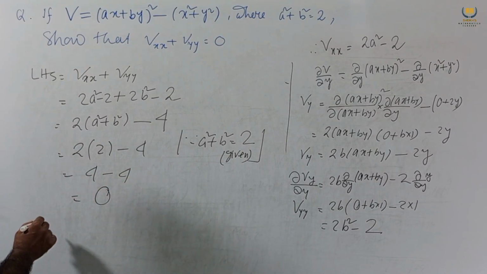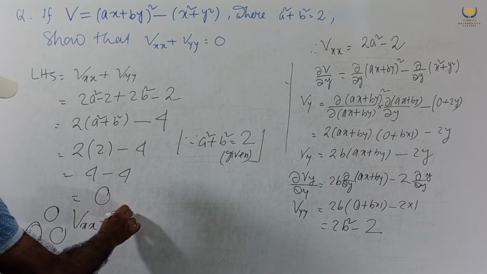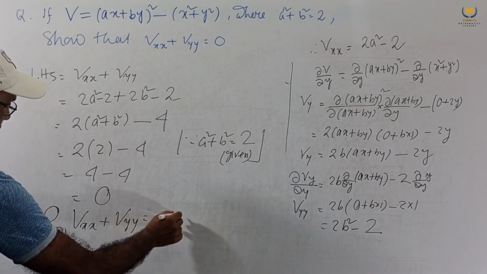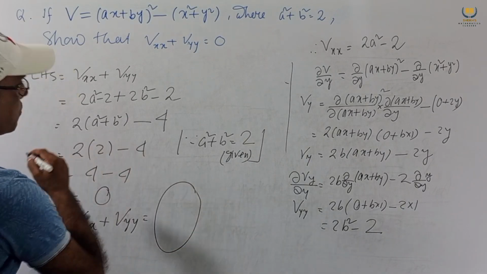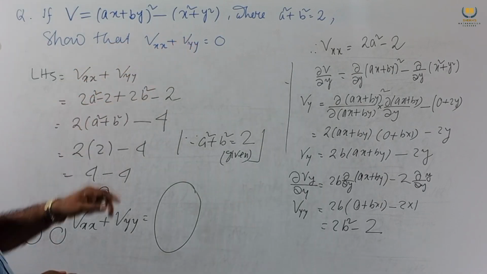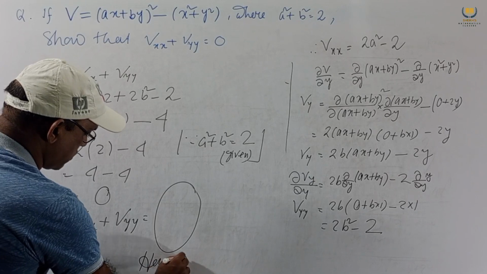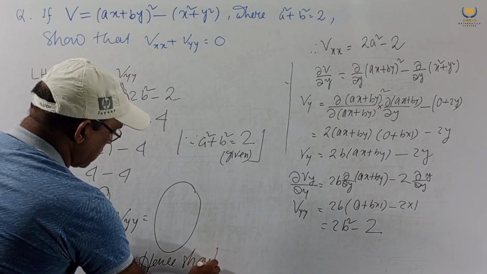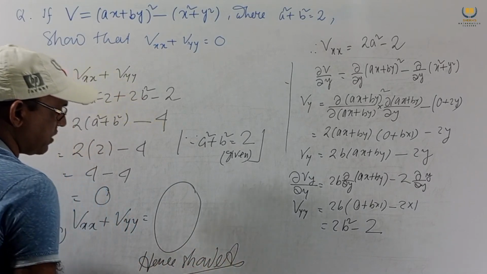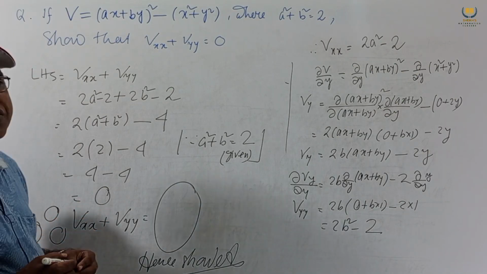Therefore we get vxx plus vyy equals 0. This is our proof. Hence, we have shown this. This is the proof: vxx plus vyy equals 0.